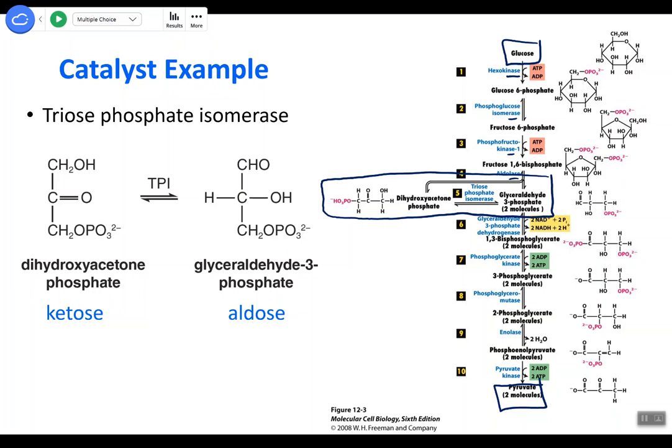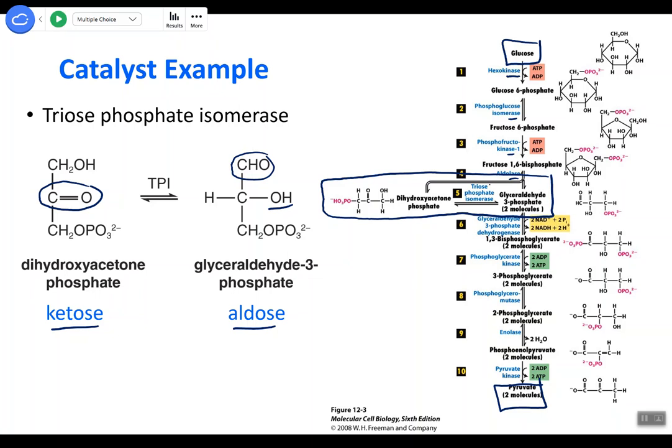Step 4 to step 5 actually produces two products. One is a ketose, so it has that ketone part of the sugar, and the other is the aldose. It has the aldehyde and an alcohol. Well, we need both products to be the glyceraldehyde 3-phosphate to continue on with this process.